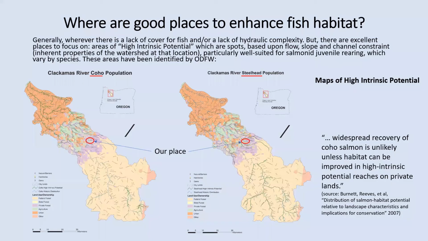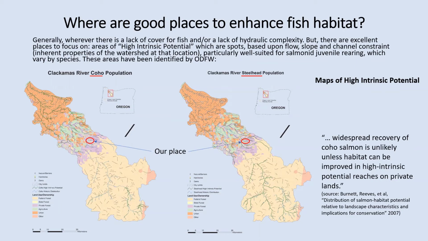Now, where are good places to enhance fish habitat? Generally, wherever there's a lack of cover for fish and/or lack of hydraulic complexity. But there are excellent places to focus on, and they're known as areas of high intrinsic potential, which are spots based upon flow, slope, and channel constraint, which are inherent properties of the watershed at that location. You have nothing to do with that. They are particularly well suited for salmon juvenile rearing, and they vary by species. And these have been identified by the Oregon Department of Fish and Wildlife.